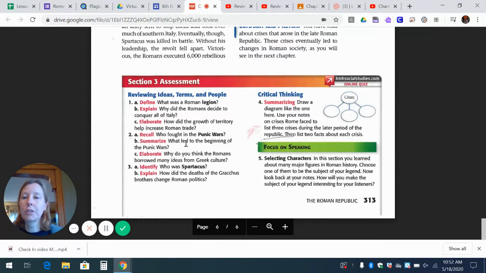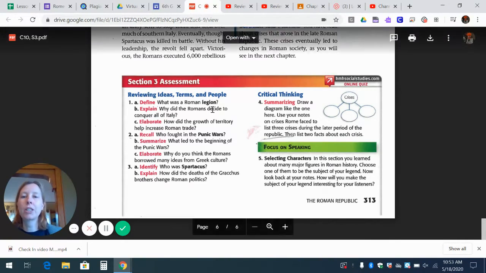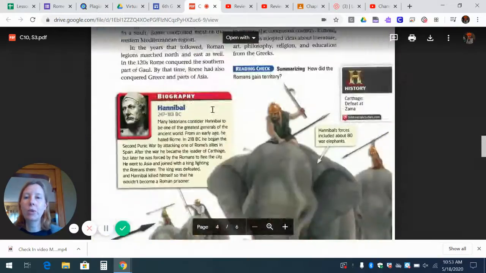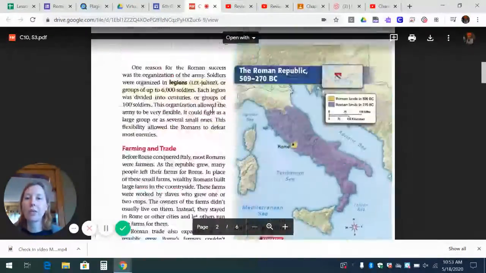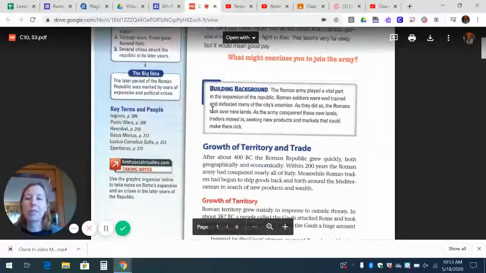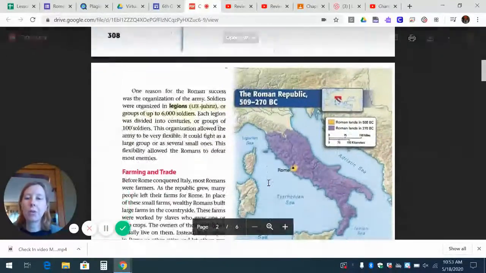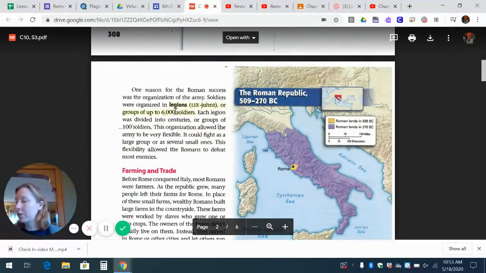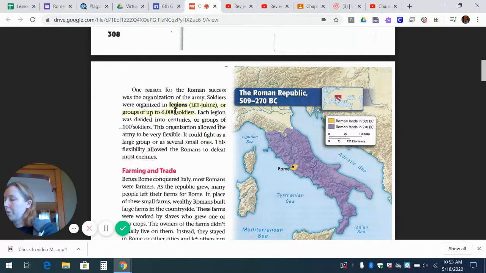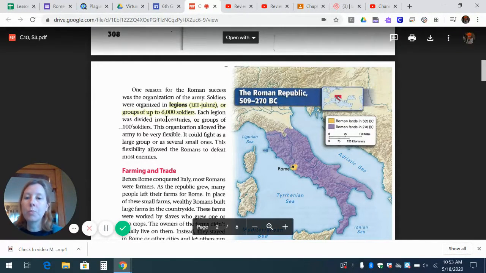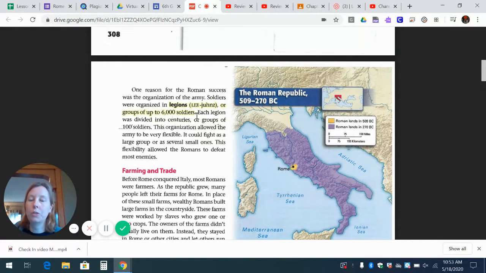So the first question says 1A, define what was a Roman legion. When I see the word define, I know that I can go back into the text, find the highlighted word, and the definition is going to follow it. So I'm going to go all the way back to the beginning, and I'm looking for the word legion. What was a Roman legion? And the answer is a group of 6,000 soldiers. So 1A, a group of 6,000 soldiers.